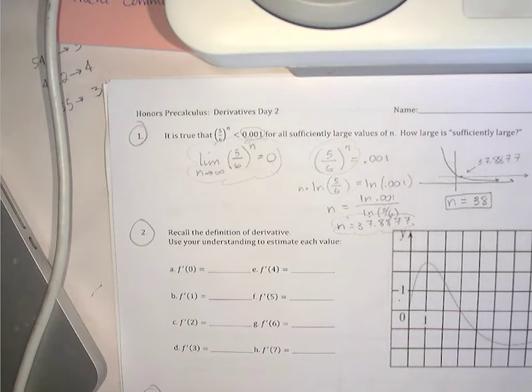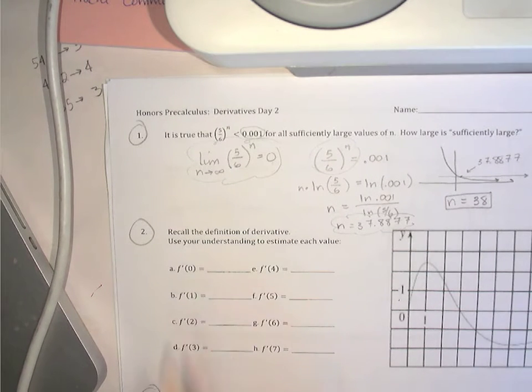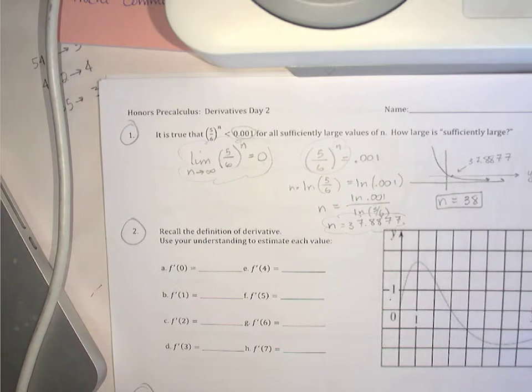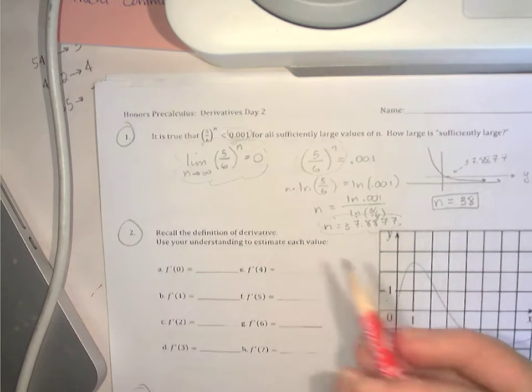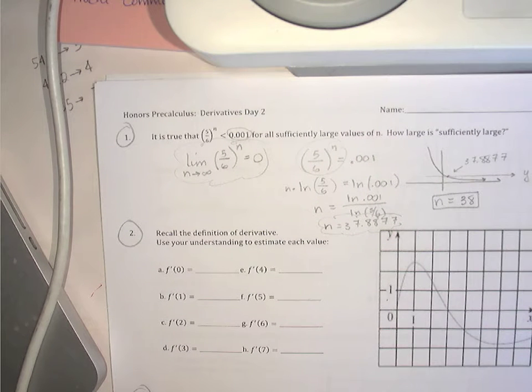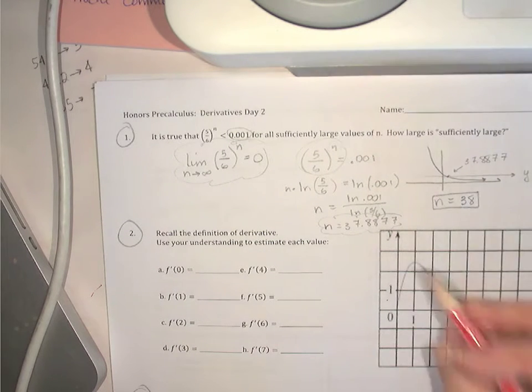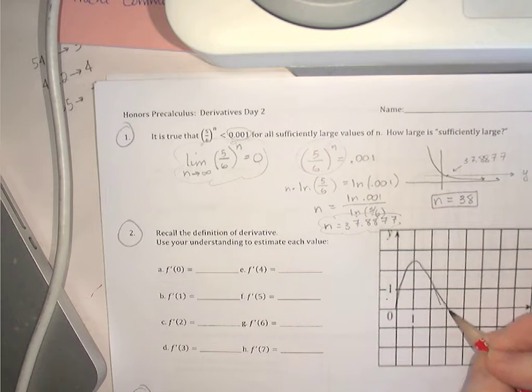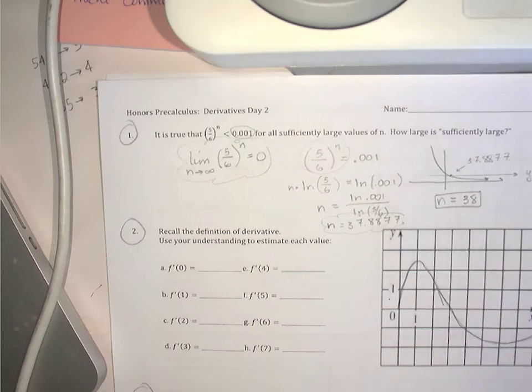For problem number 2, we are asked to estimate the values of these derivatives, and we do not have a function. So we cannot find AT in the interval and cheat by using AROC. However, I'm going to rely on the definition of the derivative that says the derivative is the slope of the tangent line. So I'm going to look at my function, and I'm going to sketch in some tangent lines, just like you did in geometry.